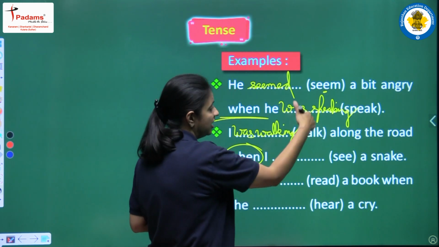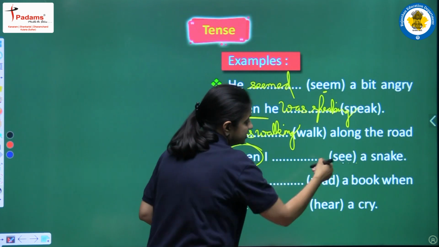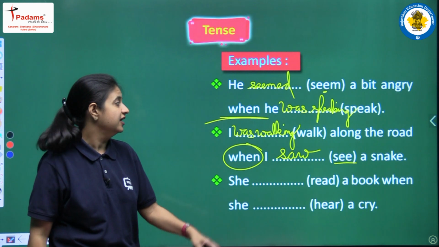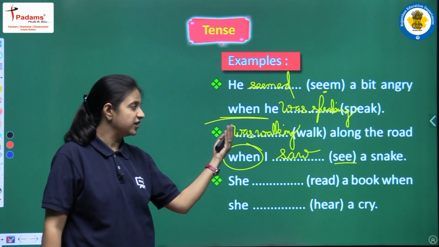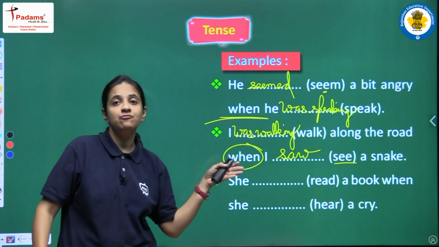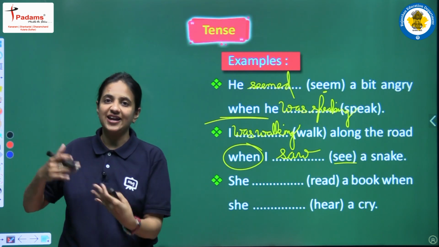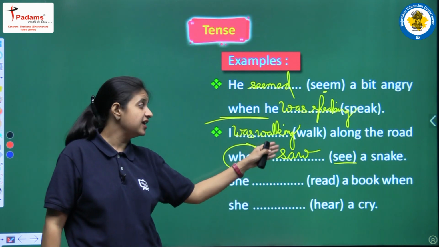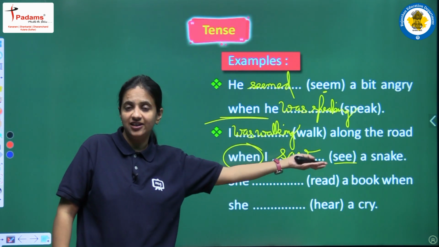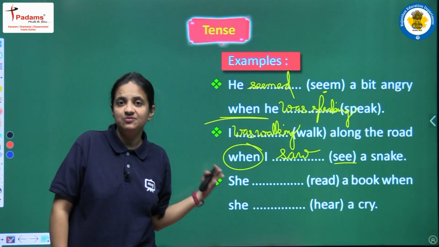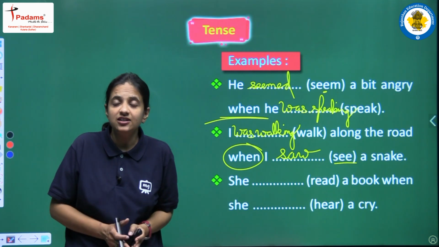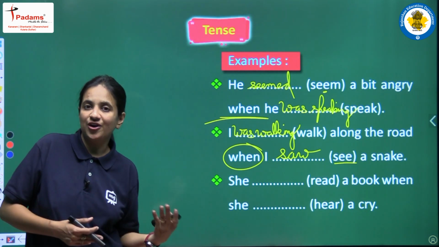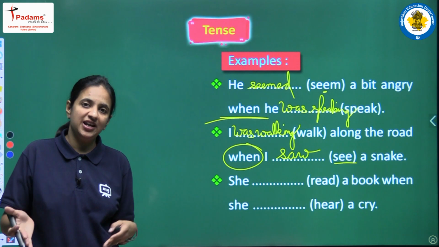I was walking along the road when I see, second form of see is saw, when I saw a snake. So the sentence will be I was walking along the road. So at that time when I was walking, when this action of walking was in progress, at that time suddenly I saw one snake there. Okay, so बहुत अच्छे से आप जब sentence पढ़ेंगे, it will be very easy to clear these things, that which clause is which activity was in progress and which activity just took place.